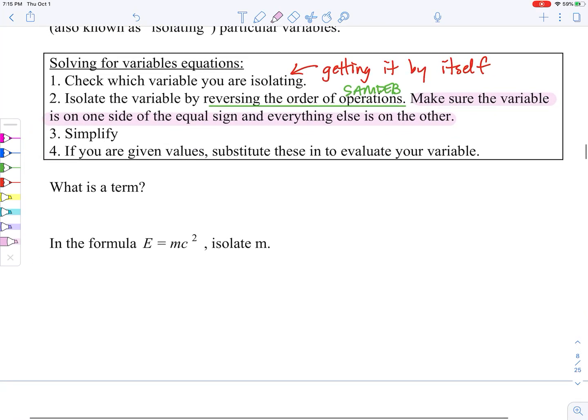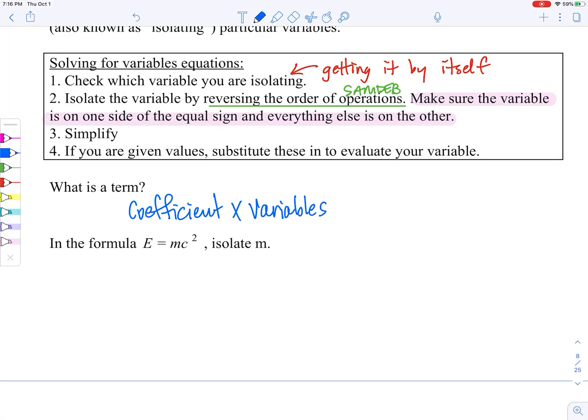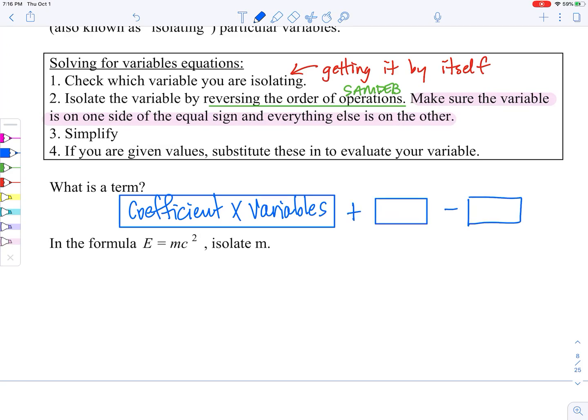So just a quick reminder, what is a term? A term is when we have a coefficient out front, sometimes an invisible one, and it's multiplied by a variable or some variables. All of those together make up a term, and then multiple terms are separated by pluses and minuses. So each one of those boxes would be a term separated by a plus or a minus.